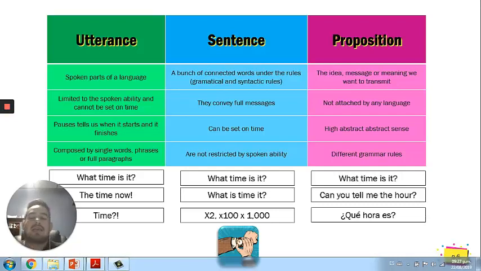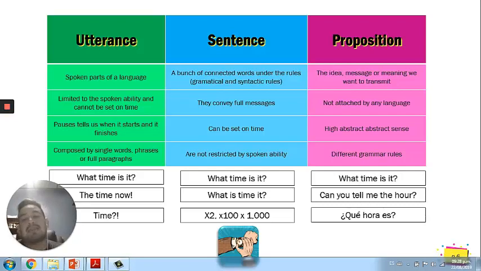A sentence can be referred to as a bunch of connected words that must follow the grammatical and syntactic rules of a language. This is important because if we don't follow these rules in the language, it's not a sentence at all. Sentences are used to convey full messages, making a difference from utterances that sometimes cannot convey a whole meaning. For example, ouch is an utterance and is not a full message.